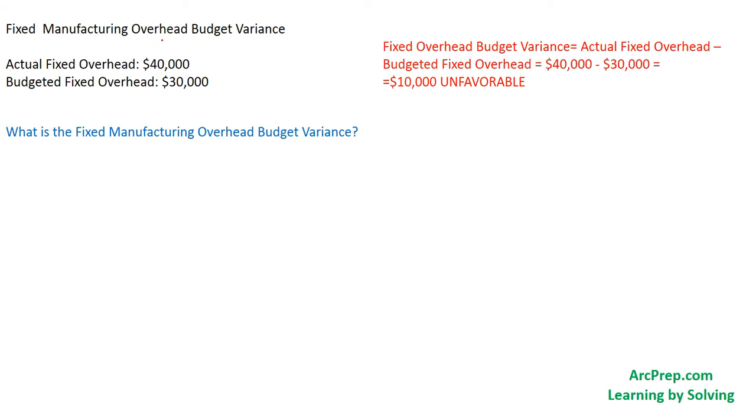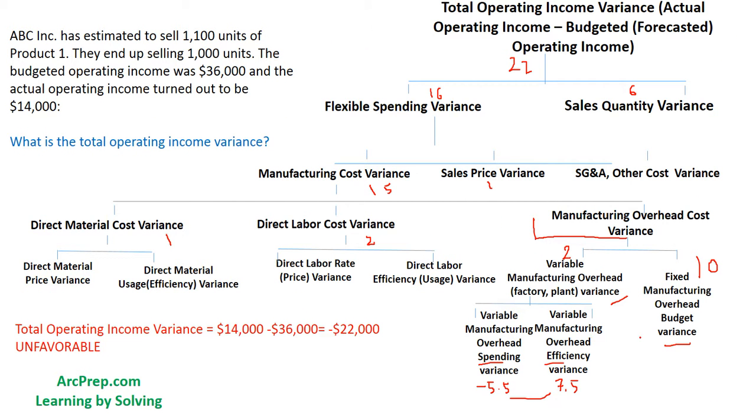Now, on the fixed overhead budget variance, what we are going to do is take the actual fixed overhead and subtract the budgeted fixed overhead. That is $10,000 unfavorable. And that is the fixed manufacturing overhead budget variance. That is kind of important in this picture that we need to calculate. And it's 10,000 right here.